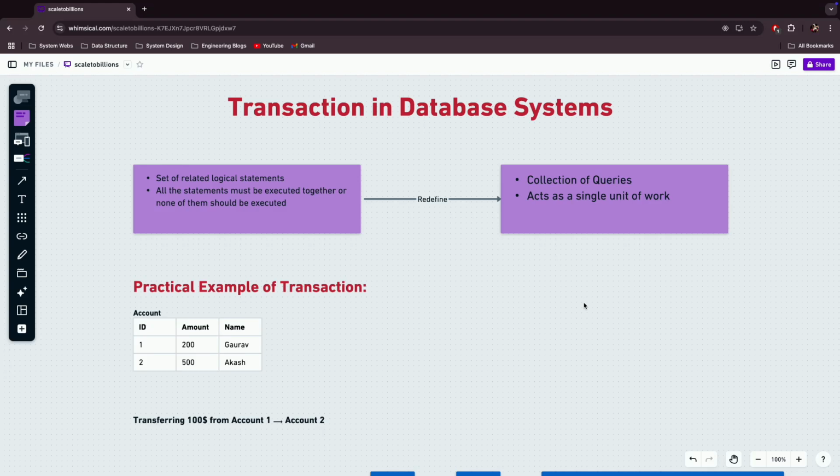Today we will learn about properties of transaction. Before that, I would like to quickly recap what we have discussed in previous video. So let's get started. In last video we have learned about what exactly is transaction, right?